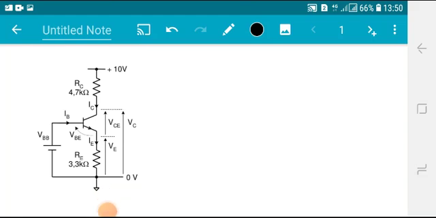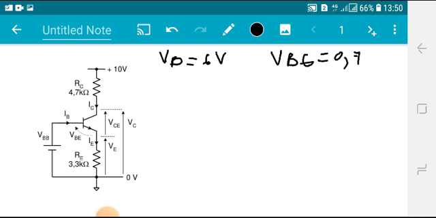Okay, now let's just try some BJT biasing again. But in this case, we will assume base voltage is 6 volts, and VBE is 0.7 volts. So let us proceed. Now, best is to start off by finding VE, then finding IE, then IC, and then finding VC. So that's how I will proceed in this case.